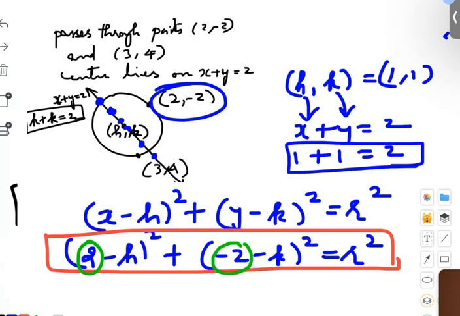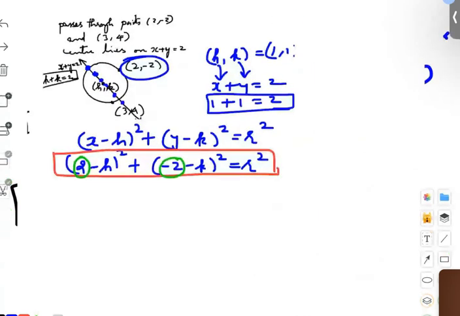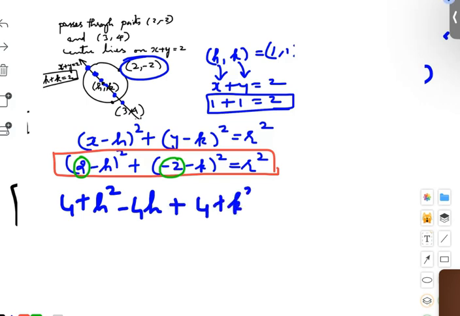So what would you get then? You expand it. 4 plus h square minus 4h plus 4 plus k square plus 2k equals r square. Right? Correct?